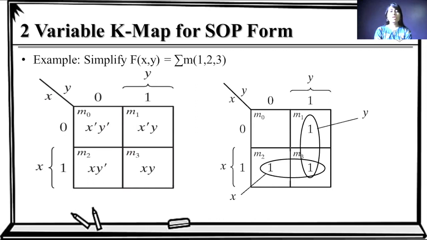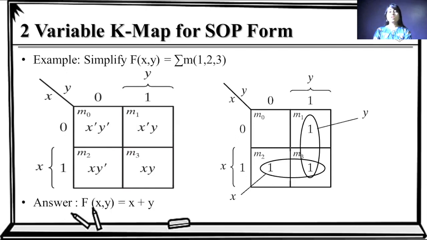Then for M2 and M3 we can make a group of 1, and for this group of 1 we have the logical function x, because in the vertical direction y is equal to 0 and y is equal to 1, so no common term, but in the horizontal direction x is equal to 1, which is common for both ones. So we can write this logical function as x. So here we have an answer.